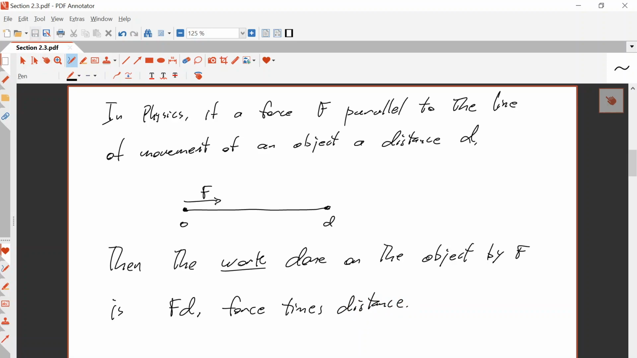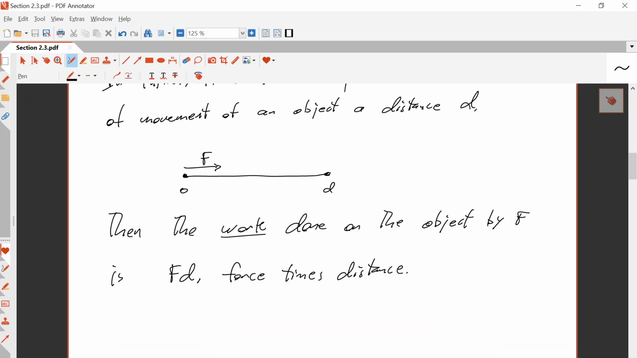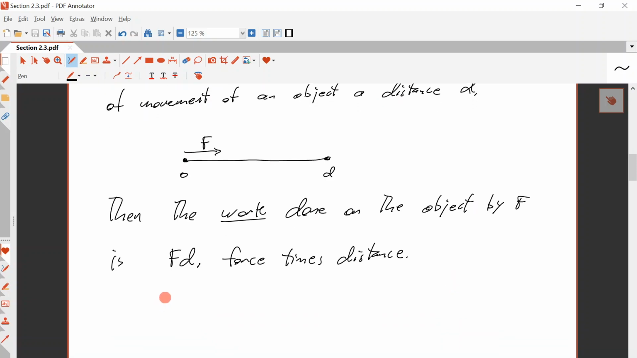And your units of measurement: when force is in newtons and distance is in meters, then your unit of work is newtons times meters, also called joules. In English units, force is in pounds and distance is in feet or something like that. And the unit of work are foot-pounds. Feet times pounds.